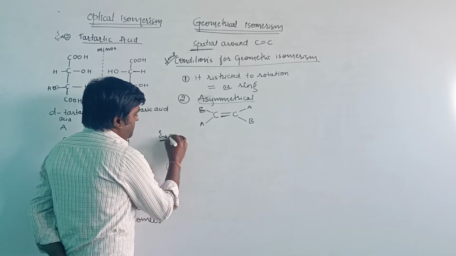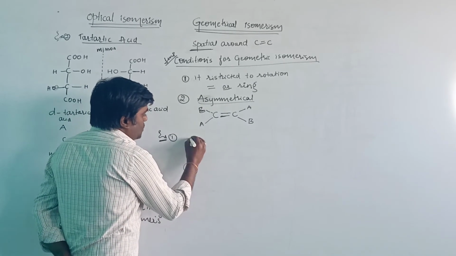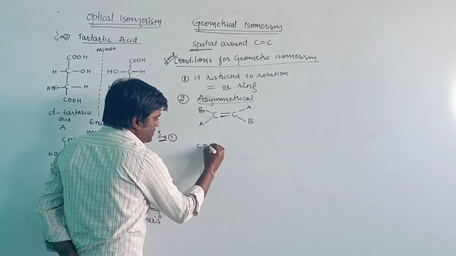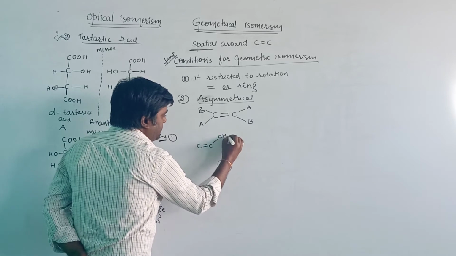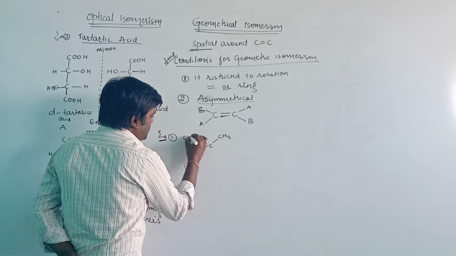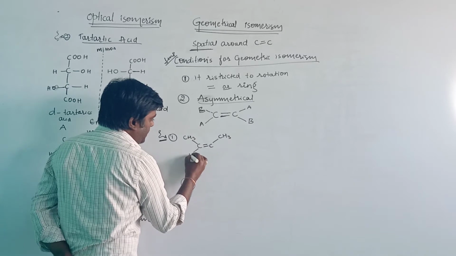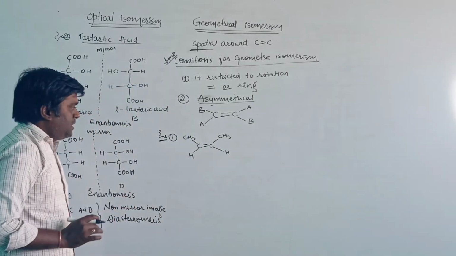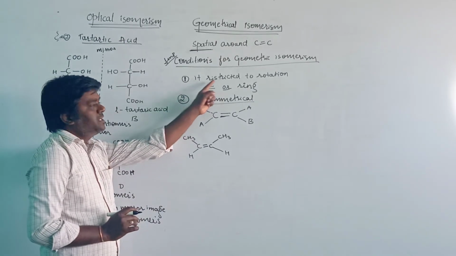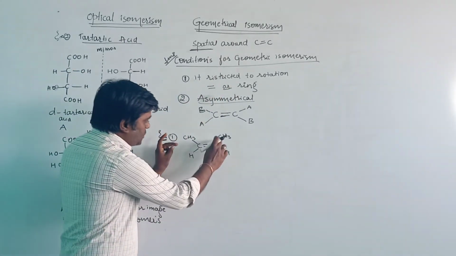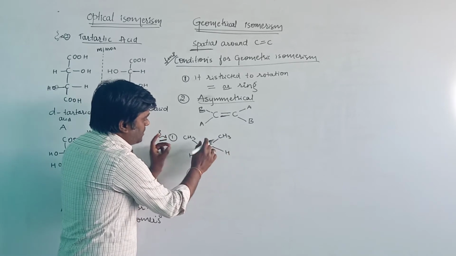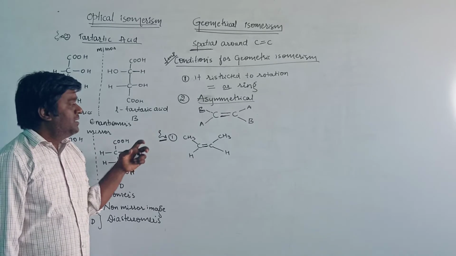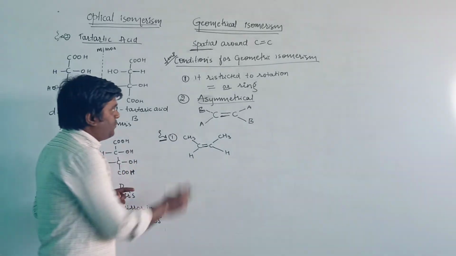The first example, 2-butene. We can write CH3-CH=CH-CH3, with H on each of the double-bonded carbons. This is the first condition: restricted rotation. If we rotate this compound, the double bond will break and become a single bond. Therefore, it is restricted to rotation, and it follows the first condition.